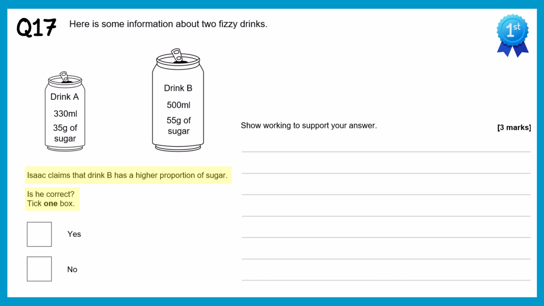So for drink A, we would do the number of grams of sugar, which is 35, divide by the number of milliliters, which is 330. If you do this on your calculator, you'll get this number here. This means that every 1 milliliter of drink has 0.10606 and so on grams of sugar.